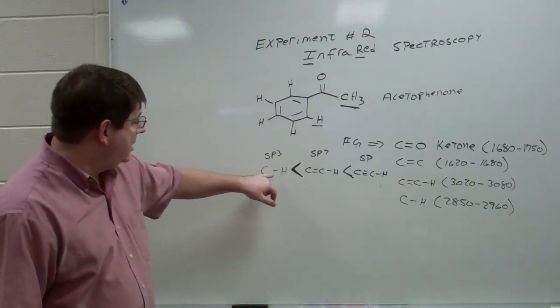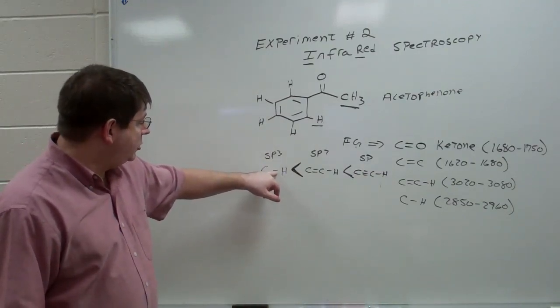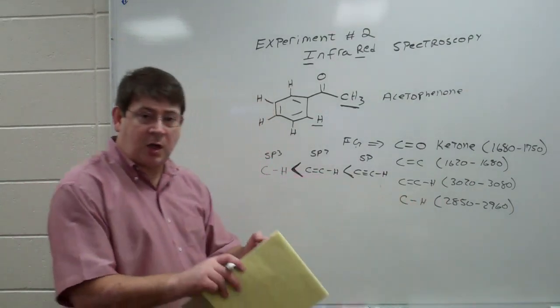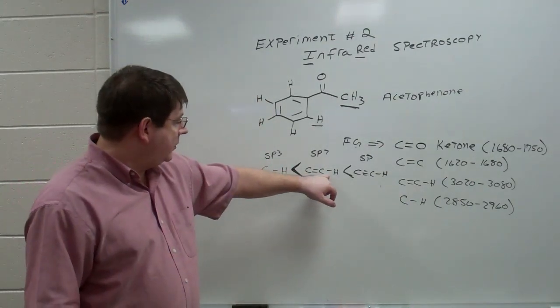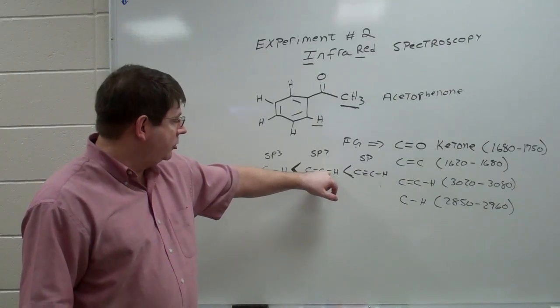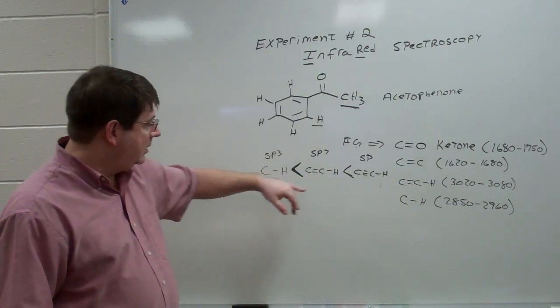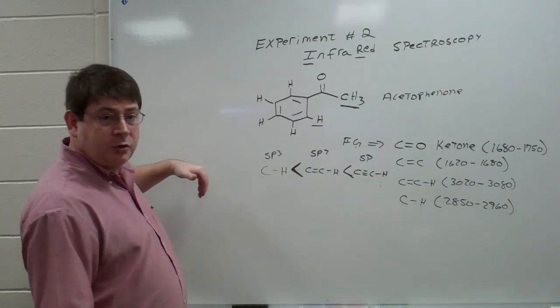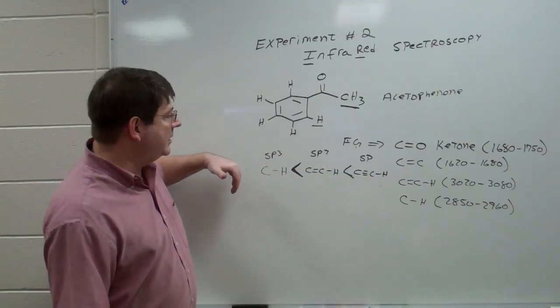And the reason is the sp3 CH bond is a little weaker and doesn't require as much energy to actually cause that stretch as it does for an sp2, because this bond is a little stronger, so it needs a little more energy. And this bond is a little stronger, so it too needs more energy, and so it'll be closer to 4000.